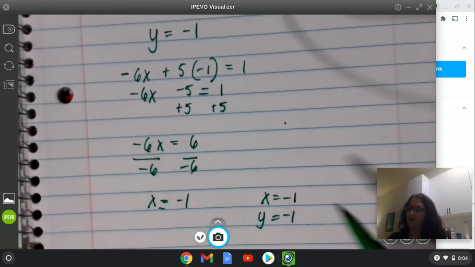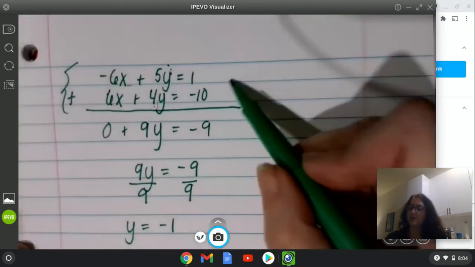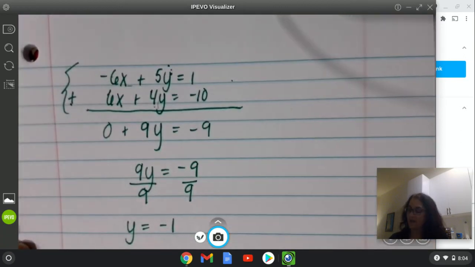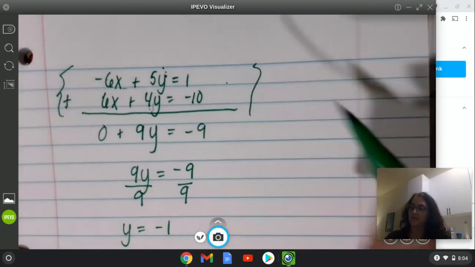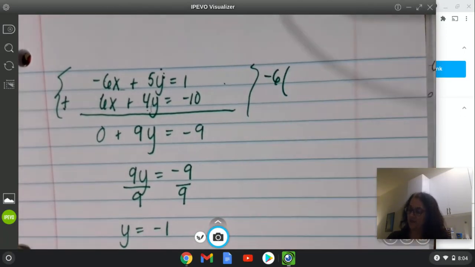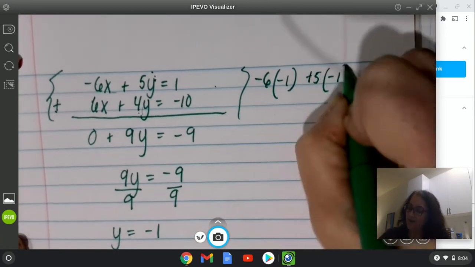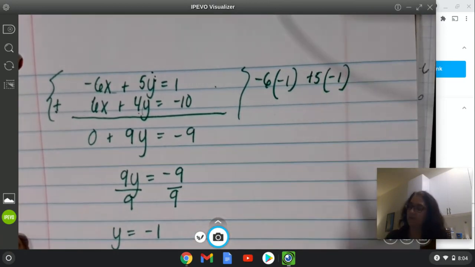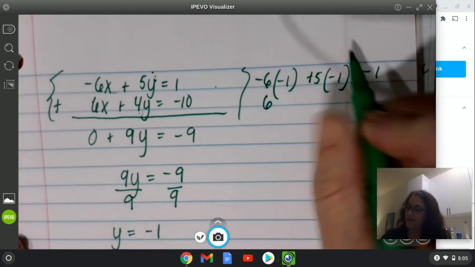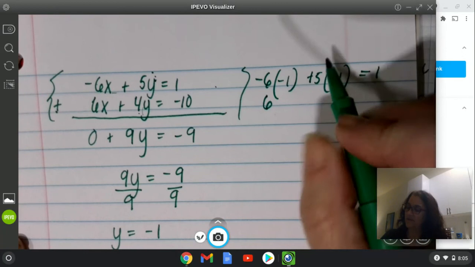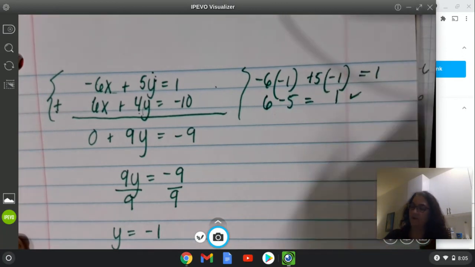So now I can test this out. If I think that x and y are each equal to negative 1, when I come back up here to my two original equations, I can substitute those numbers in for x and y, and it should make a true statement. So I'm going to have negative 6 times negative 1, because we said x was negative 1, plus 5 times negative 1, because we said y was also negative 1, and that should equal 1. So negative 6 times negative 1 is 6, and 5 times negative 1 is minus 5, and 6 minus 5 is equal to 1. So that works.